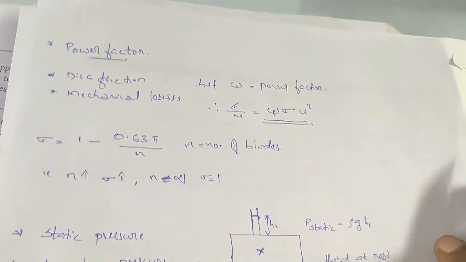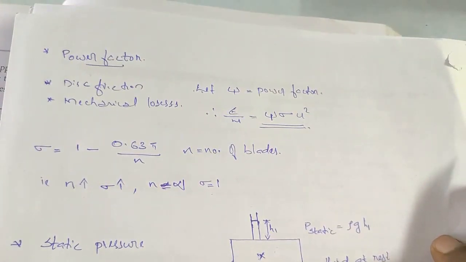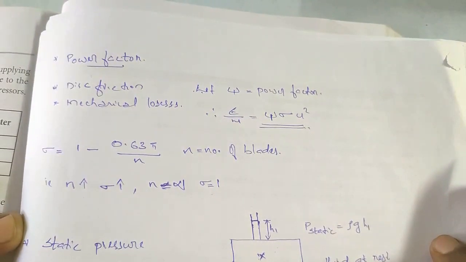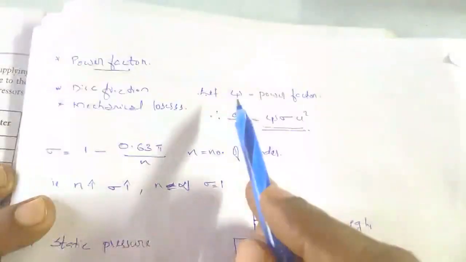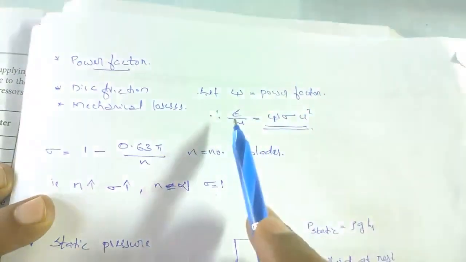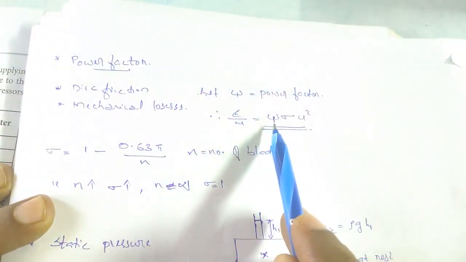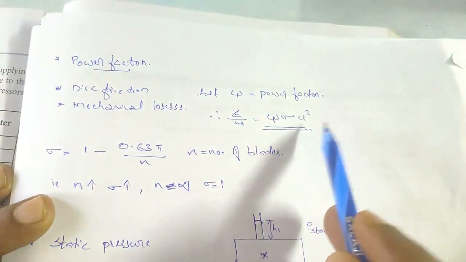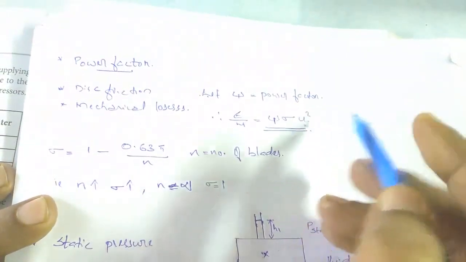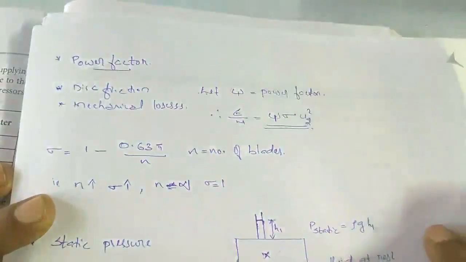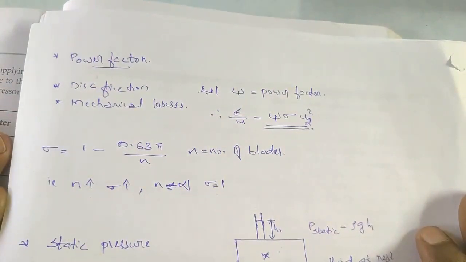But we have to introduce another term known as the power factor, because this much energy, sigma U2 square, will not be available because of frictional losses, mechanical losses, disk friction, windage losses, etc. So sigma U2 square will not be imparted to the liquid because of the frictional losses. So another term is introduced, psi, which is equal to the power factor. So energy per unit mass is equal to psi sigma U2 square. This is the formula for energy imparted.